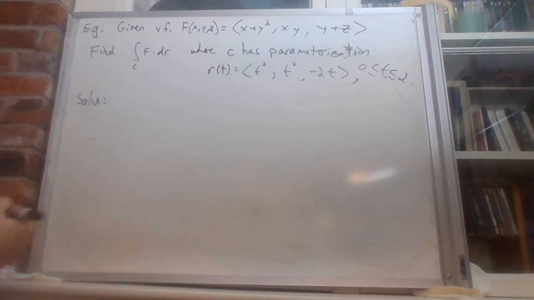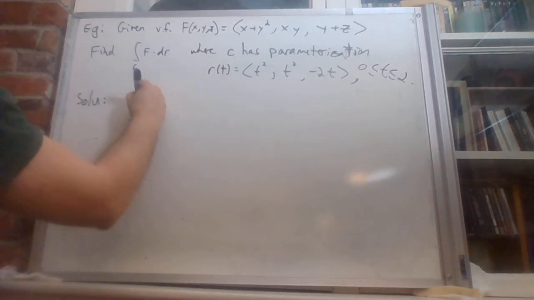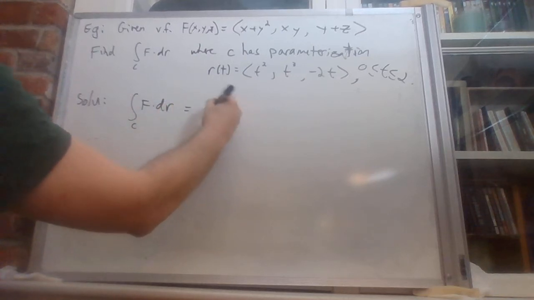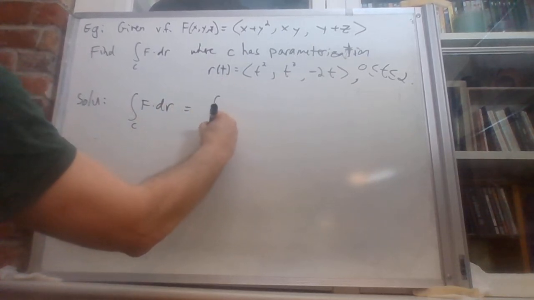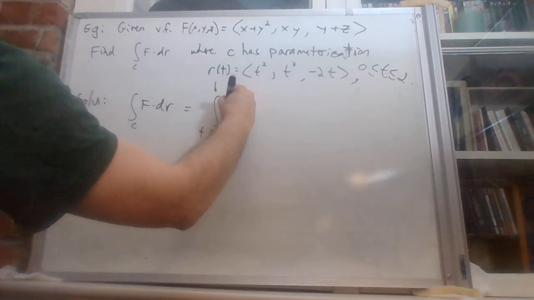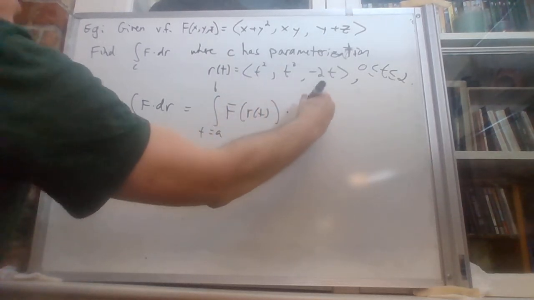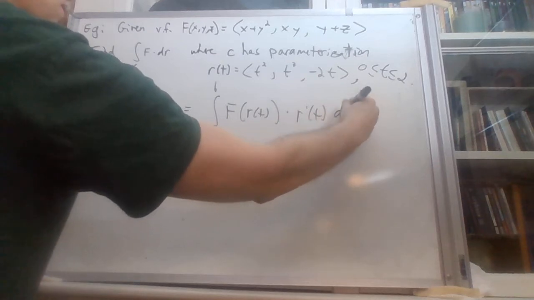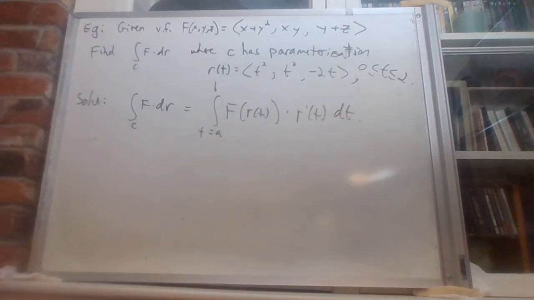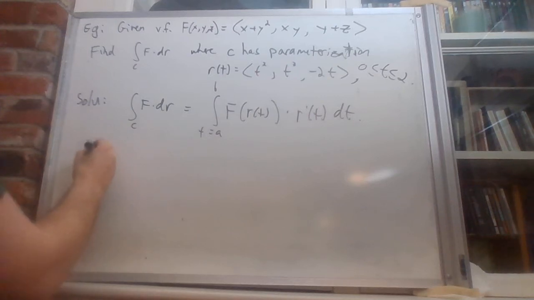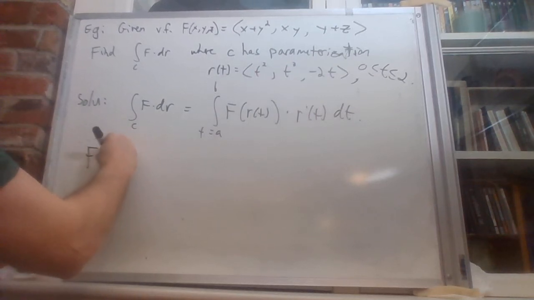All right, here's our formula. This integral is equal to the integral as t goes from a to b of f with r of t plugged in, dot product with r prime of t, dt. That's just the formula. So I see that we have a few things to compute. First, let's find f of r of t.